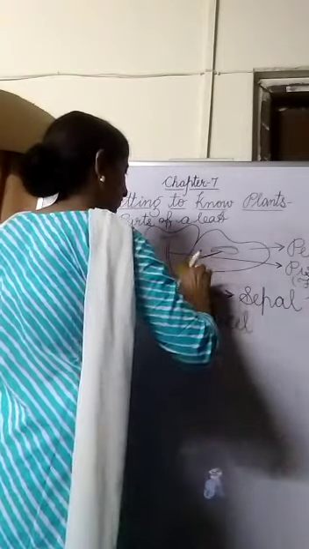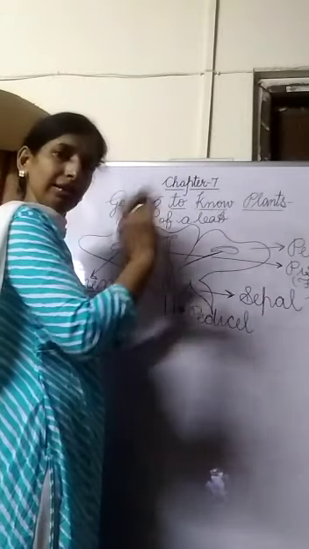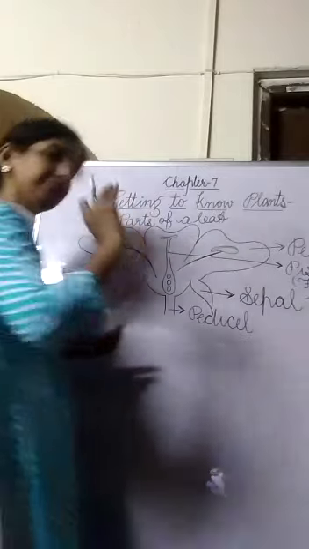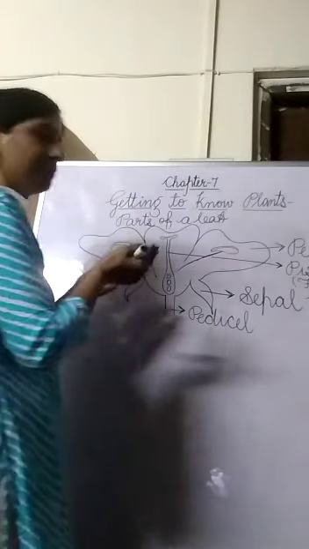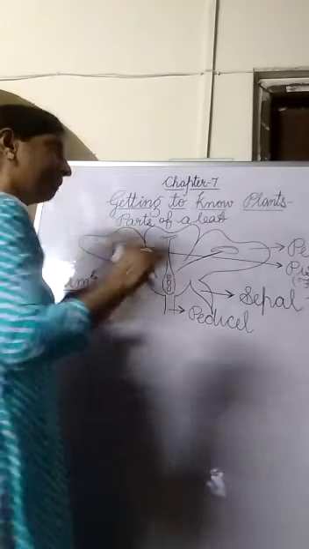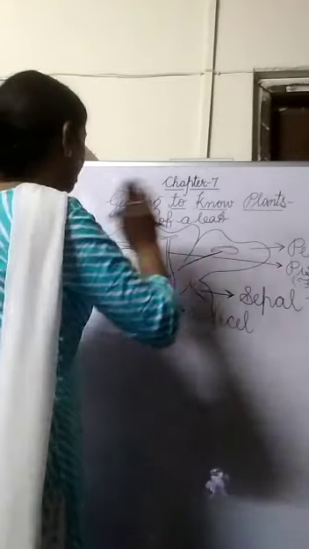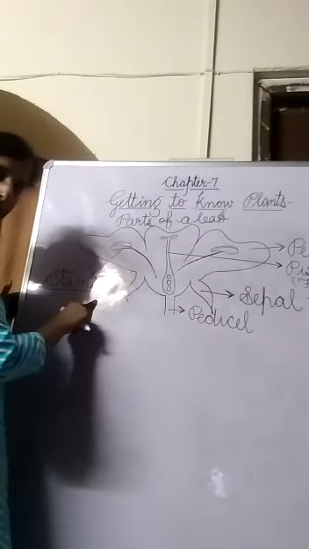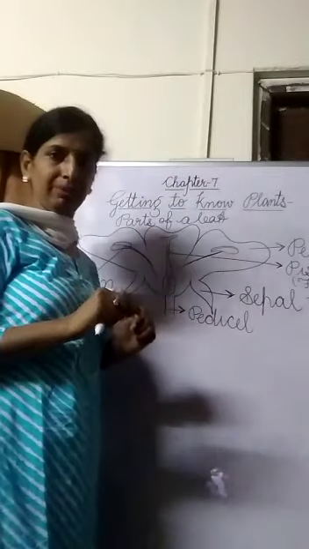So the 4 main parts of a flower are sepal. The outermost whorl is of sepal. Whorl means घेरा. So the first, outermost whorl of a flower is of sepal. And then the whorl of petal. उसके बाद petals आते हैं. Then the whorl of stamen, male part. And the center part is called pistil, female part.